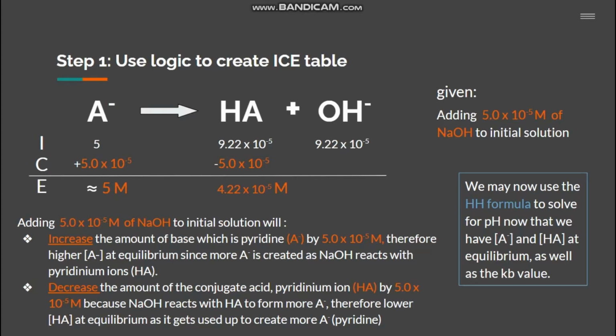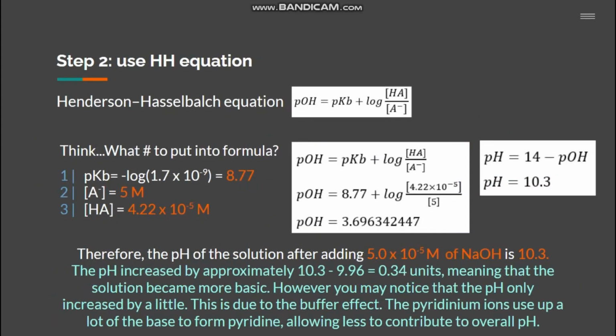Since more pyridine is created as NaOH reacts with the pyridinium ions, which is a conjugate acid, to form more pyridine. This also means that the amount of pyridinium ions will also decrease by the same amount as they're being used up to form pyridine. Using this logic, we can add the NaOH concentration to the reactant side and subtract it from the product side to achieve our equilibrium concentrations for A negative and HA. We may now sub in the A negative and HA values into the HH formula to find the pH. For our formula, we need the pKb value, the concentration of A, and the concentration of HA.